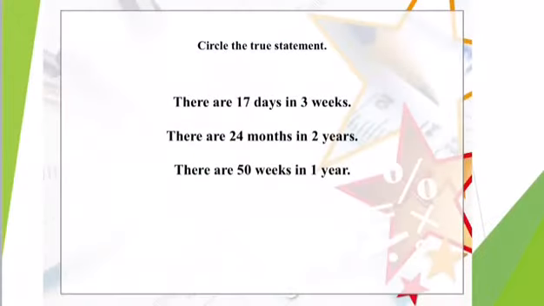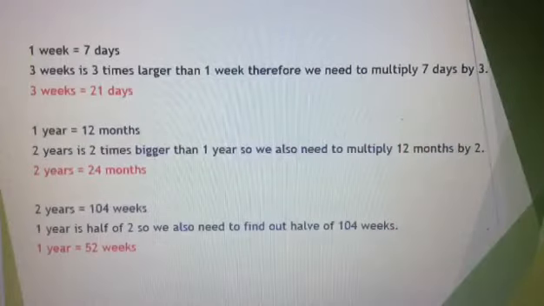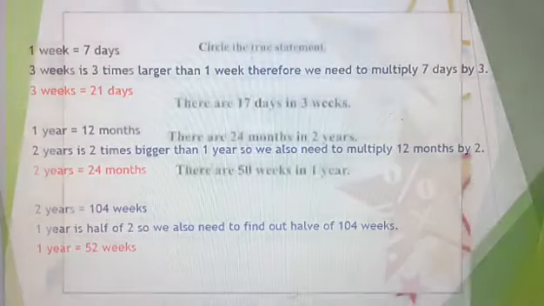The next statement says that there are 24 months in 2 years. Now I know that 1 year lasts for 12 months, and 2 years is double the value of 1 year. So if I've doubled my years, I also need to double my months. 12 times 2 is 24. So far proving that that statement is correct, but it's still important to check all 3.